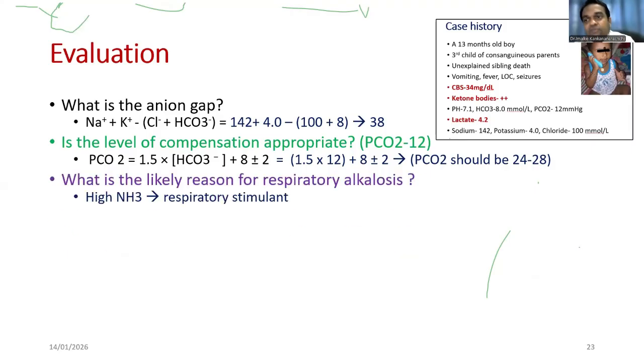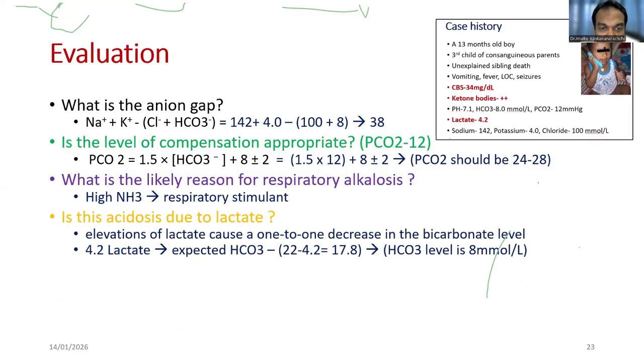So then what is the overcompensation? Highly likely, in the background of consanguinity and the sibling death and the ketone body positivity and the hypoglycemia, the possible respiratory stimulant could be ammonia. But you don't have ammonia measurements in your hospital, but think like this, it is most of the time true. So ammonia may be the thing. So then we need to know, is this acidosis due to lactate or not?